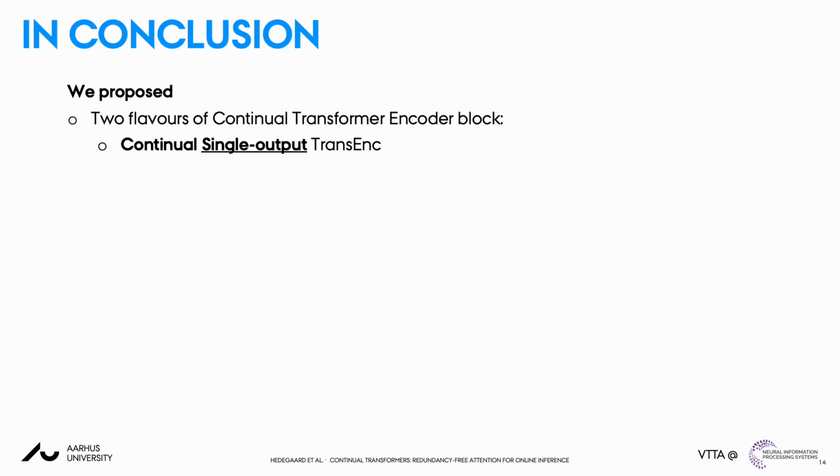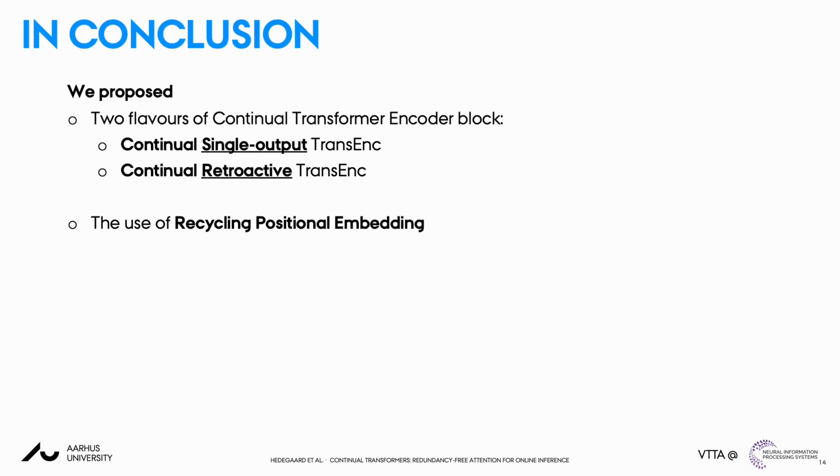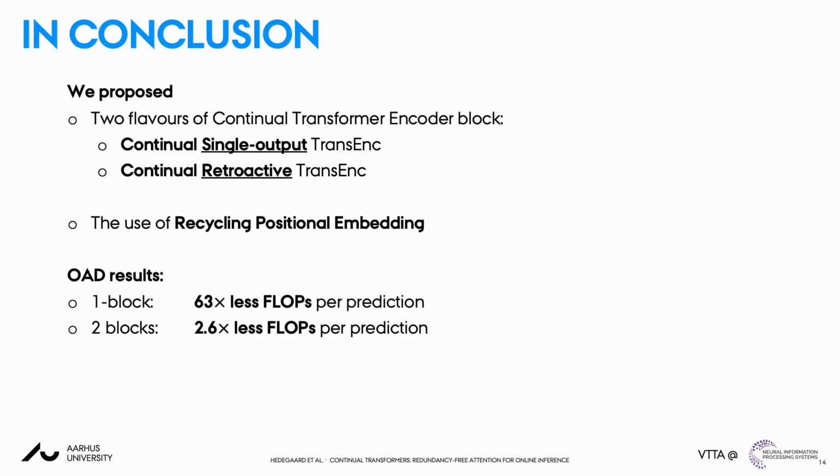In conclusion, we propose two flavors of continual transformer encoder blocks, namely the continual single output transformer encoder and the continual retroactive transformer encoder. Moreover, we propose the use of recycling positional embeddings to accommodate progressive caching of positional information. The continual transformer encoders are extremely efficient when only a few blocks are used. Accordingly, we achieved a 63 times reduction in flops per prediction for 1-block architectures, as well as 2.6 times reductions for 2-block architectures, all without systematic reduction in predictive performance.